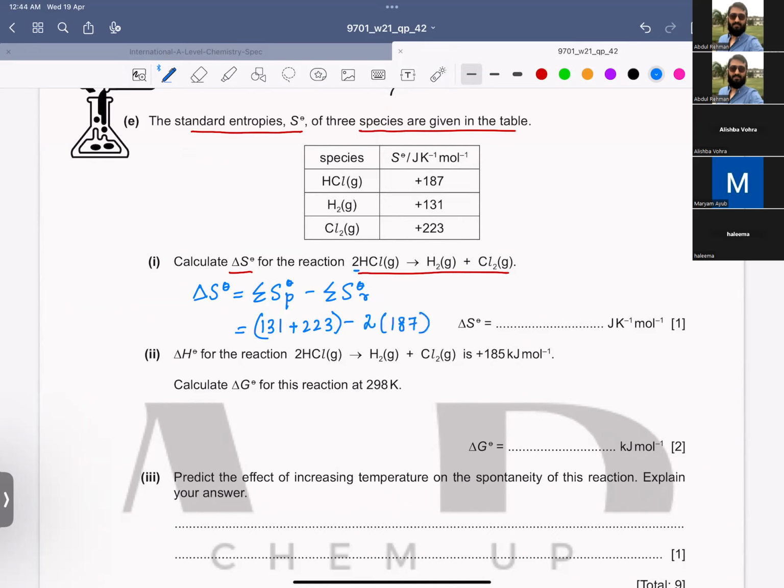What would be the answer? Sir, minus 10. Minus 10, are you sure? Minus 20. Okay, confirm whether it's minus 20 or minus 10.